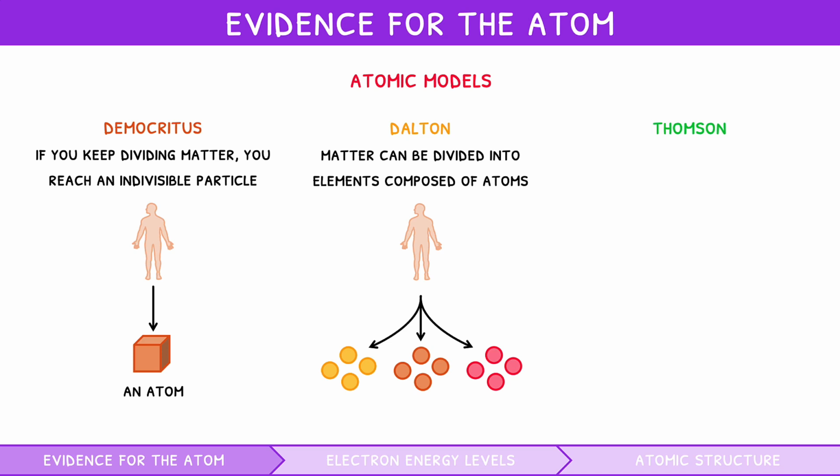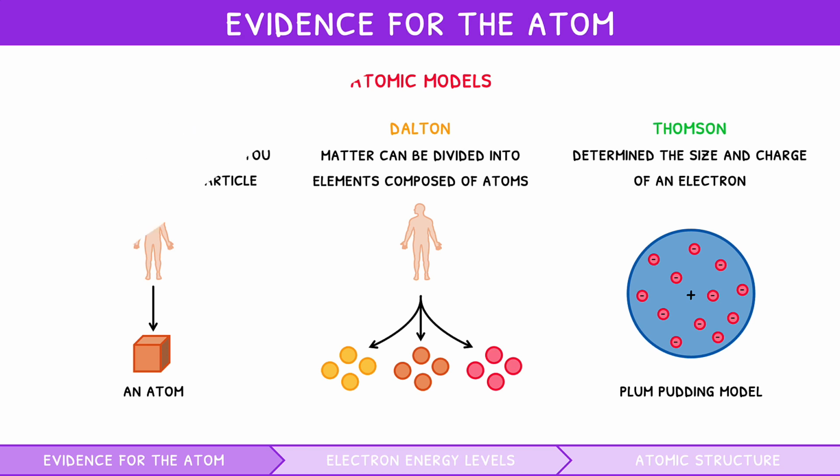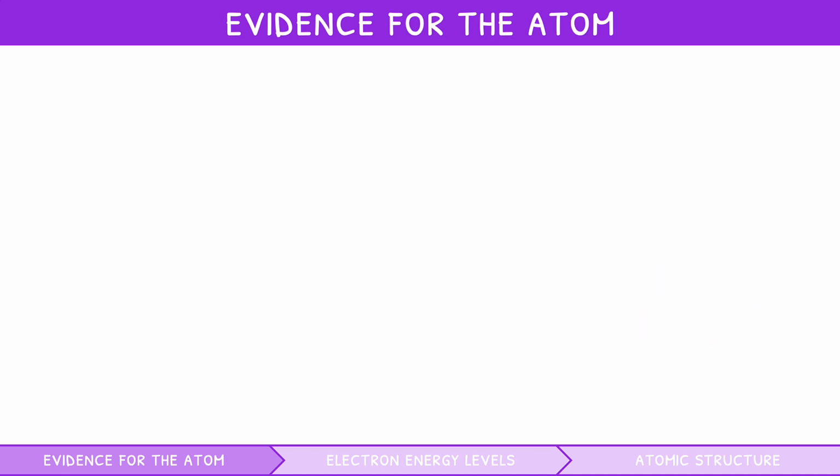Thomson fired electron beams at electromagnetic fields, determining the size and charge of an electron in the process. Using this knowledge, he developed the plum pudding model of the atom, which was composed of electrons in a matrix of positive matter. Following these early models, Rutherford uncovered the nucleus of an atom via the Rutherford-Geiger-Marsden experiment.